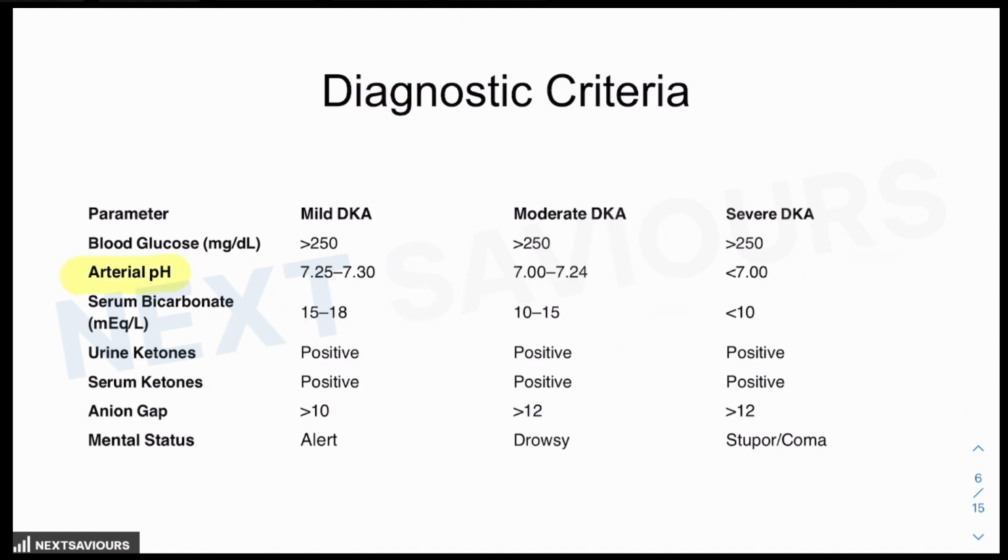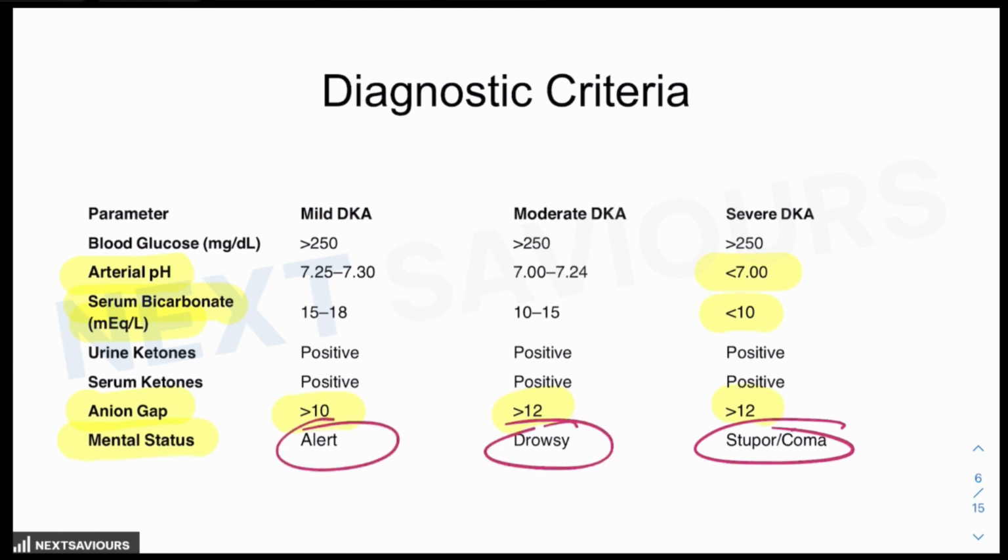If the arterial pH is less than 7, it is severe. Another thing is the bicarbonate level, which if less than 10, is severe. If the anion gap is more than 12, it is severe. But if it is more than 10, that means ranging between 10 to 12, it is mild. And the altered mental status: if the patient is in stupor or coma, it is severe. If the patient is drowsy, it is moderate. If the patient is alert, it is a mild kind of DKA.